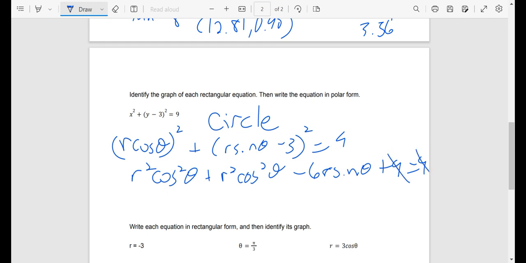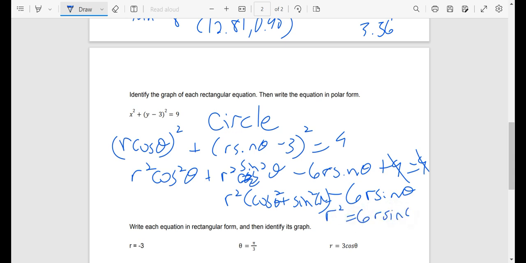Then I can move this 6r sine theta to the other side. And then I can factor out an r squared over here. Why would I do that? Because hopefully you remember, cosine squared theta plus sine squared theta is equal to 1. So then you'll get r squared is equal to 6r sine theta. Divide away r, you have r equals 6 sine theta. That's your answer.